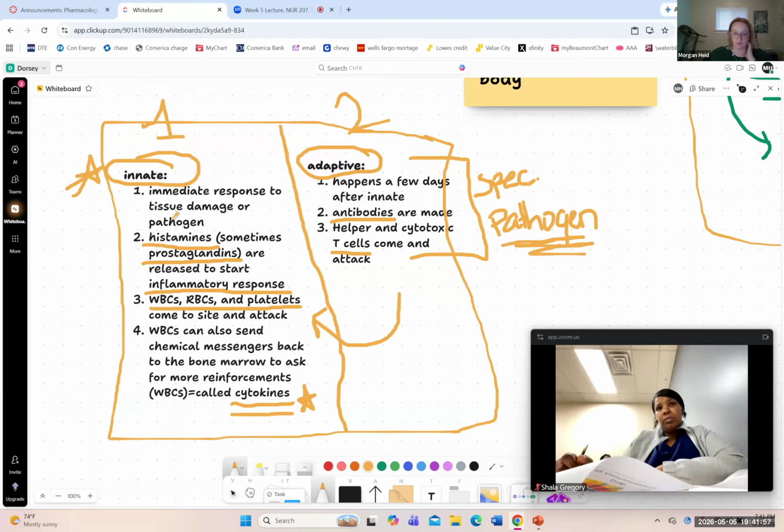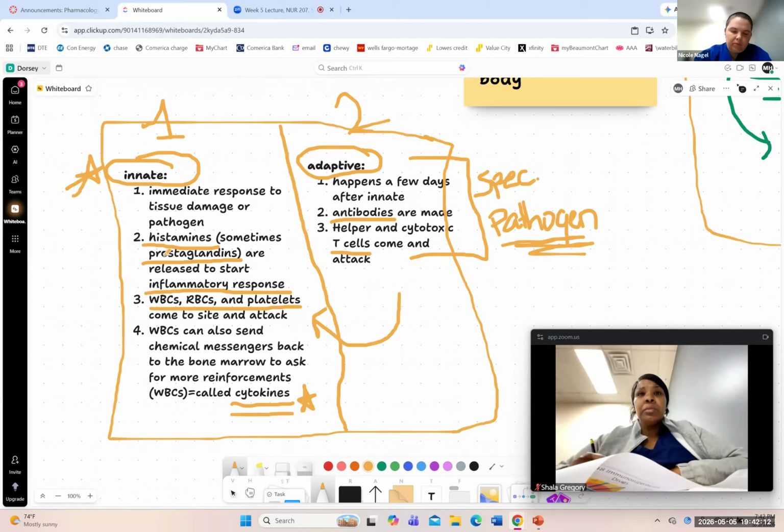Okay, any pathogen, it's ready to go. This is like right out the gate. This one takes a minute to get ready for that specific pathogen. We have to have time to make it. All right, so that's why this one comes in at the end. Okay, does that make sense?